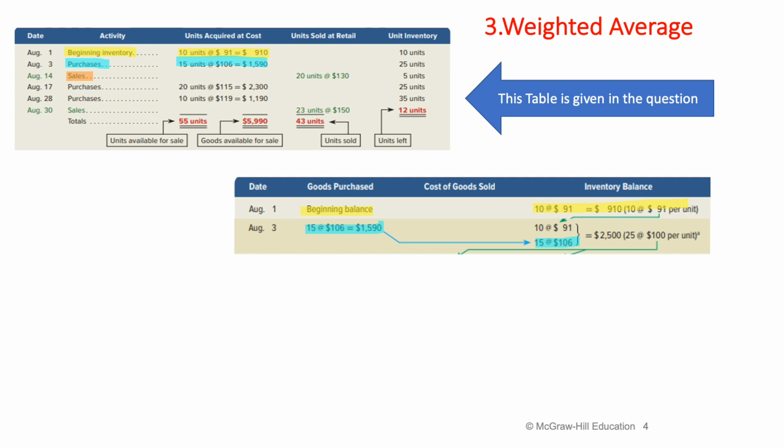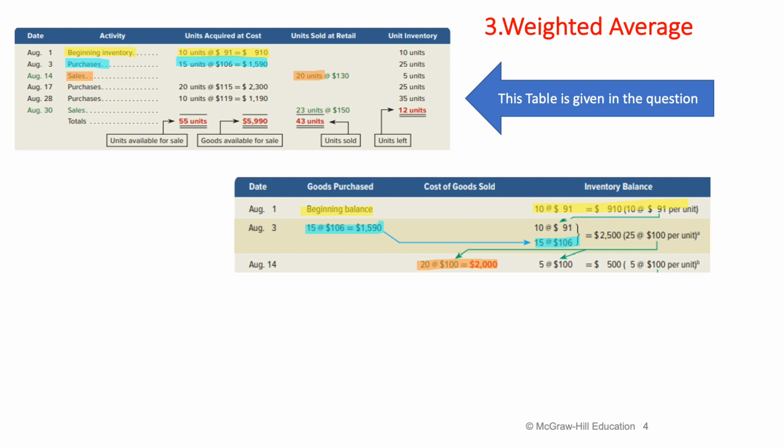Now, on August 14, the company did sales and sold 20 units. Remember, because we're doing the weighted average, I'm not going to say 20 units multiplied by 130. I have to take the 20 units and multiply them by the average cost. So how am I going to record it? Because the company did sales, I'm going to record it under the cost of goods sold column, and I'm going to say 20 multiplied by 100.